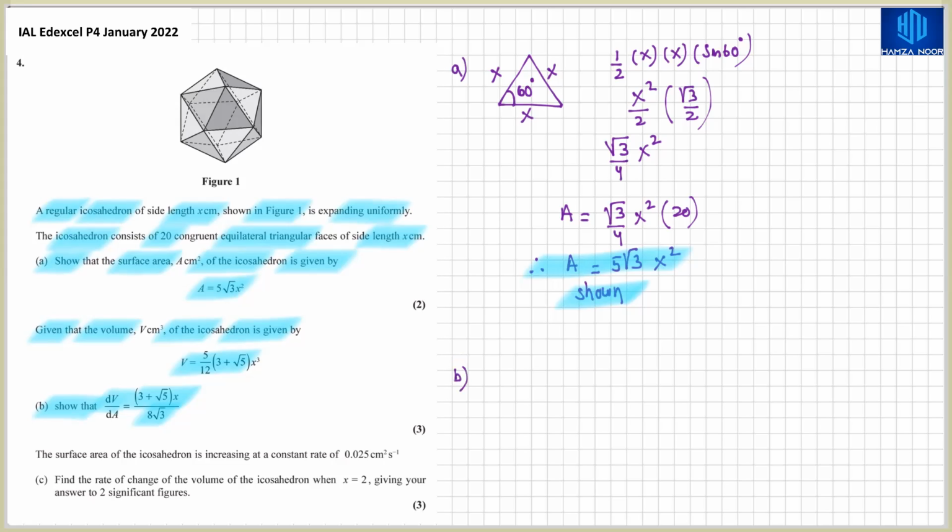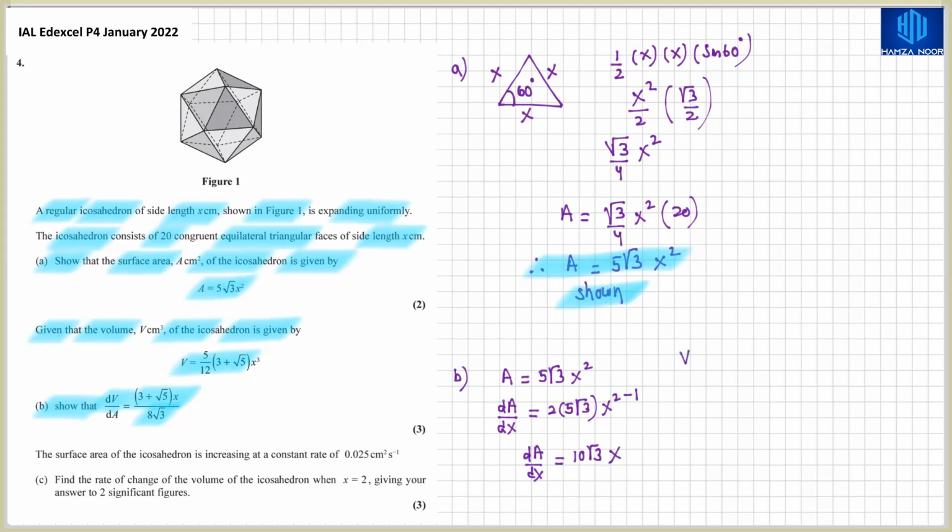So here I'm going to do the working for part B. We need to show the dV over dA function. As we know, area is equal to 5 root 3 multiplied by x squared. First of all, we are going to differentiate A with respect to x so that we get the dA over dx function. This will be 2 times 5 root 3 multiplied by x raised to the power 2 minus 1. Therefore dA over dx is equal to 10 root 3 multiplied by x. This is the dA over dx function.